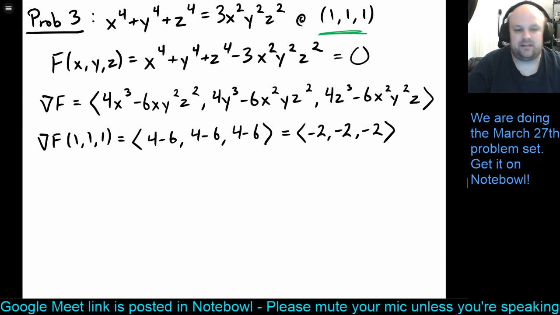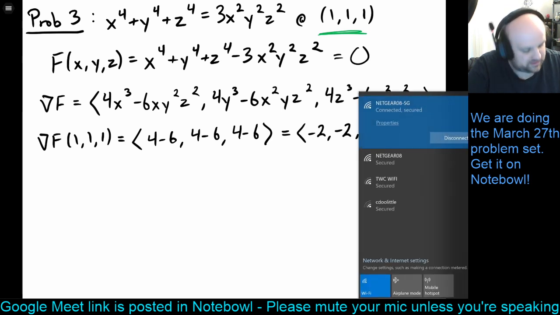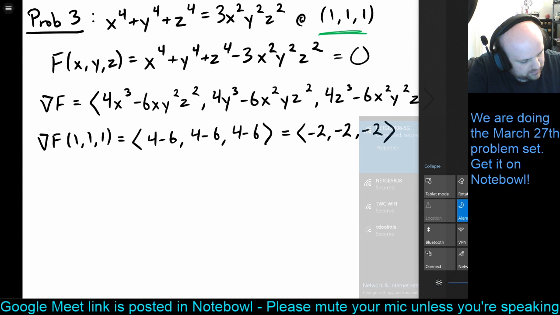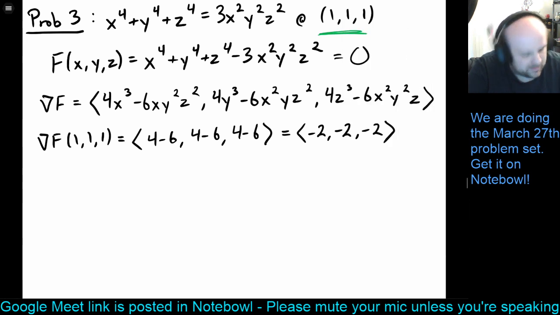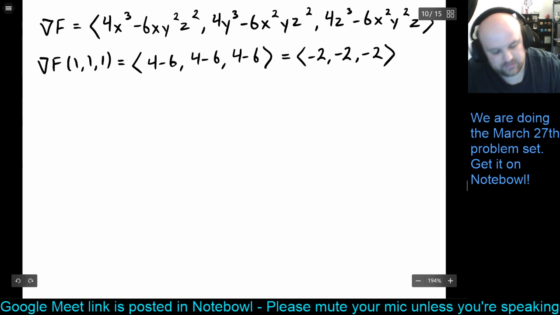Now, one thing I want to point out is if we're only interested in finding the tangent plane, we could, of course, take any vector parallel to this. Namely, you could use 1, 1, 1 if you so chose. But I'll stick with using the gradient.